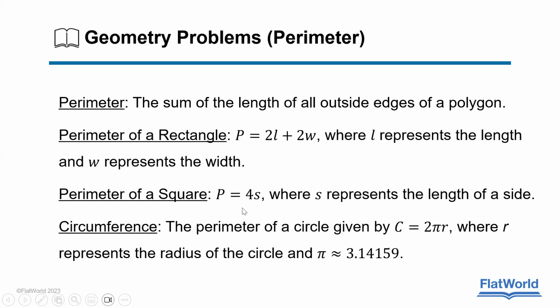Some things to know. A square has all equal sides. So for a rectangle, because the length and the width are the same, it's just saying 2W plus 2W is 4W, or 2L plus 2L is 4L. They just call it the sides. So 4 sides, because they're all equal sides.